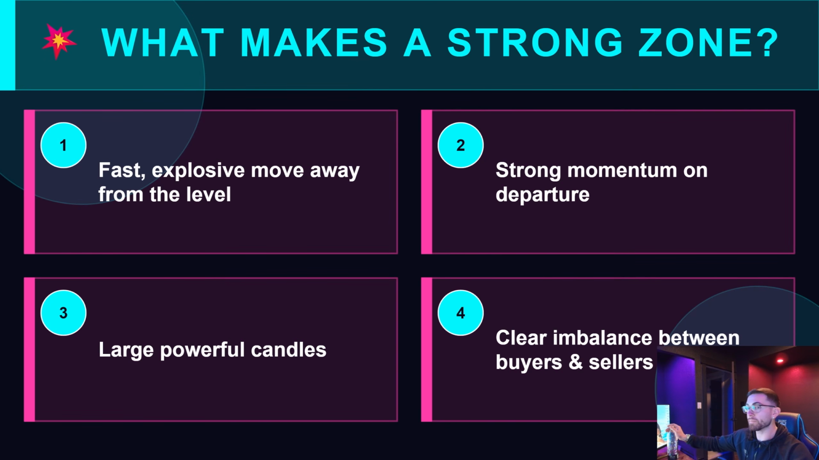And again, what makes a strong zone? First, we need to have a fast and explosive move away from that key level. Second, we need strong momentum on the departure. Third, large, powerful candles. And fourth, a clear imbalance between buyers and sellers.